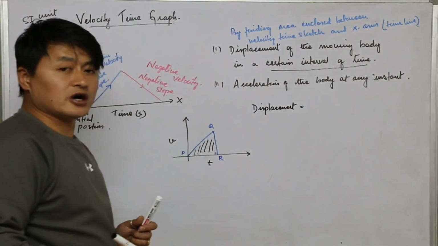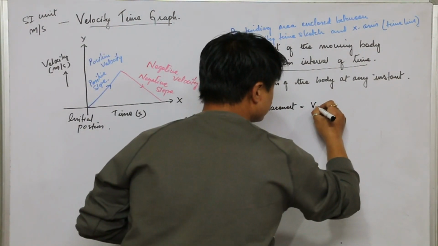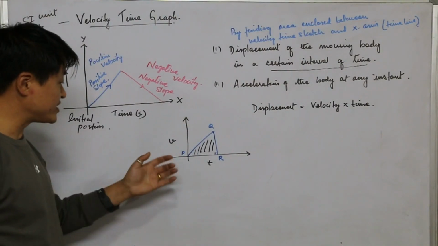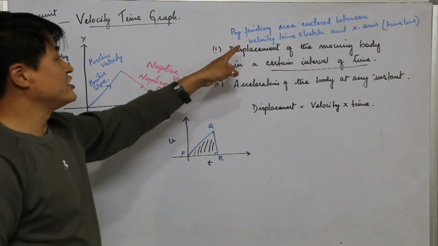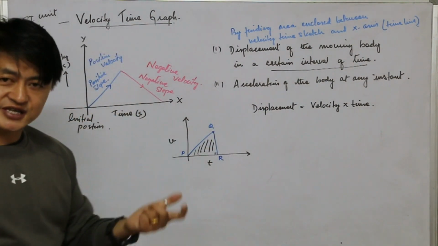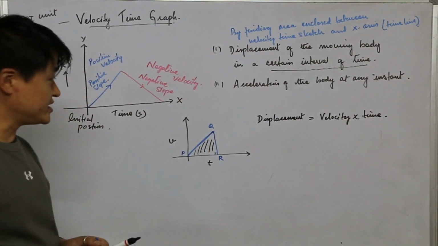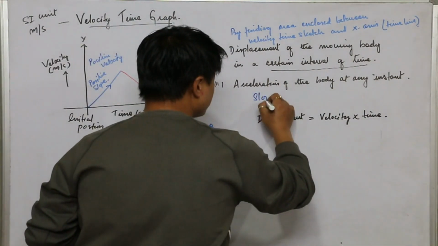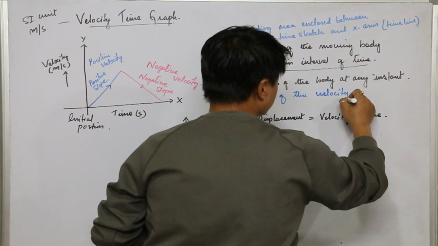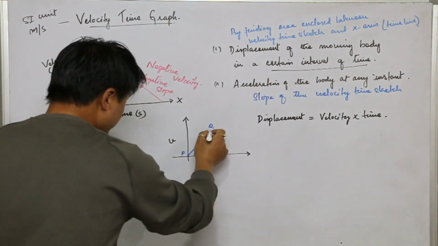Displacement is the product of velocity and the time. So we can write here displacement is equal to velocity into time. By finding the area enclosed between velocity time scale and x-axis, we can determine the displacement or the distance traveled by the moving body. And if you have to find the acceleration of the body at any instant, we have to find the slope of the velocity time scale. So this is the velocity time scale.